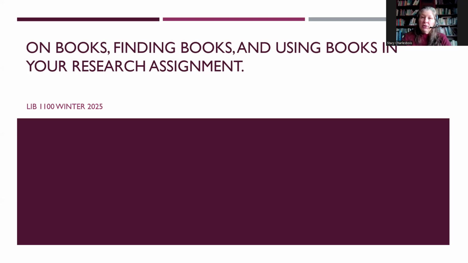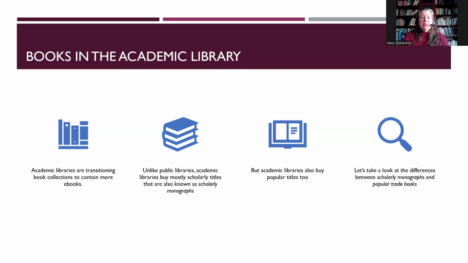Okay, so on books, finding books, and using books in your research assignment. Books in the academic library function in a couple of different spaces. First of all, libraries are transitioning to more ebooks in their collection rather than physical books, although there will still be physical books. Some of that has to do with accessibility. For example, if you are an online student who cannot get to an OCC library without a lot of hassle, then you can't check out a physical book. But if you are an online student and you have a computer, you can check out an ebook. So we do this so that accessibility, which is something that we focus on in the library, is available for everybody.